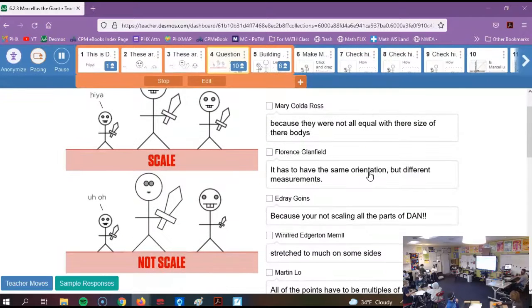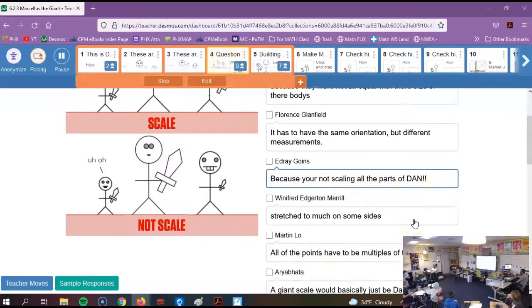No, you just made your job very difficult, because there are not equal sizes of their bodies. It has to have the same orientation but different measurements. Ooh. Now wait, does it have to point the same way? I'm not sure. Because you're not scaling the parts of Dan.